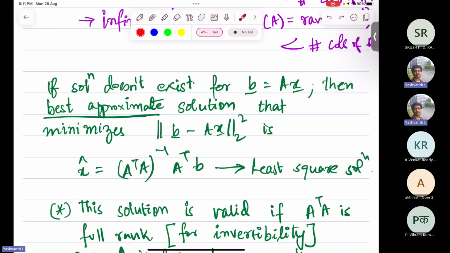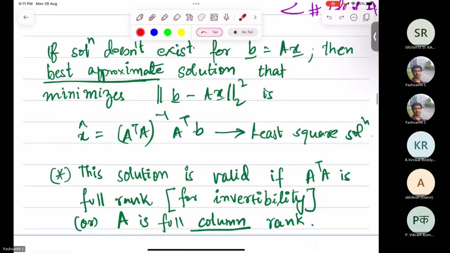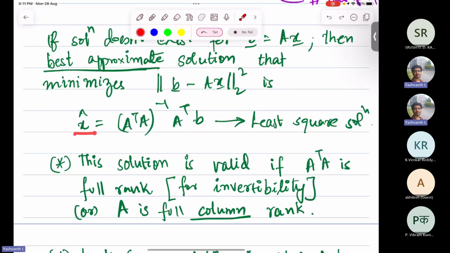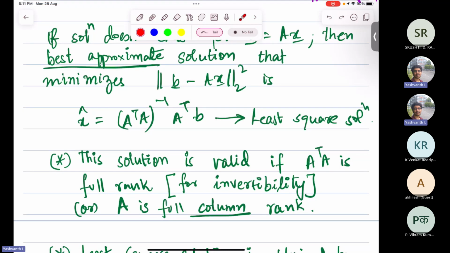Now, what is to be understood from this equation? I'm defining something called (A transpose A) the whole inverse. This solution, the x hat, is called hat. If I put an x and make this kind of symbol on top, it's called hat, H-A-T. Now this solution is valid only if the matrix A transpose A is full rank. Why? Because I'm taking the inverse of this matrix. Who told you that the inverse exists? So A transpose A must be a full rank matrix so that it is invertible.